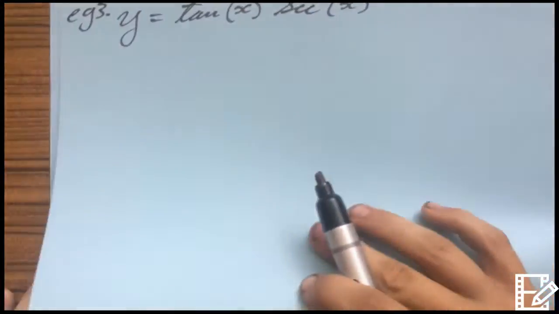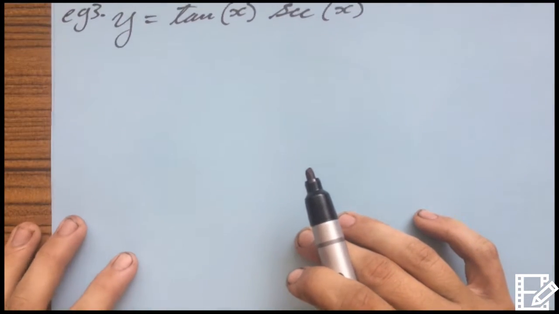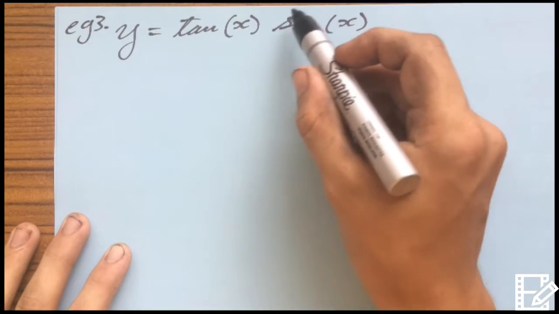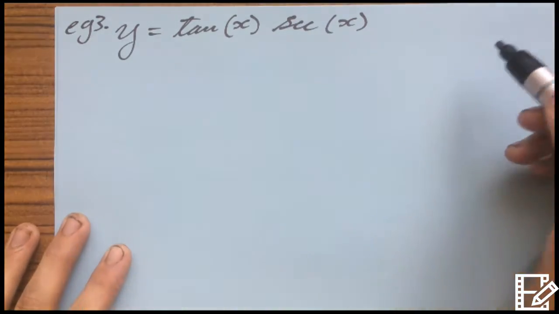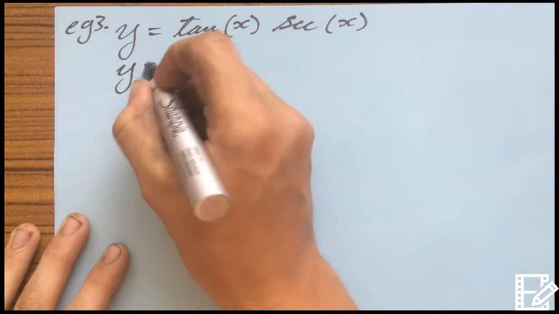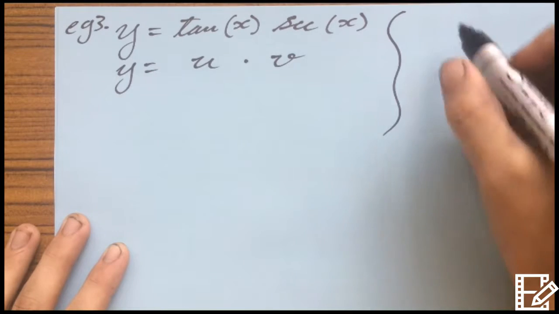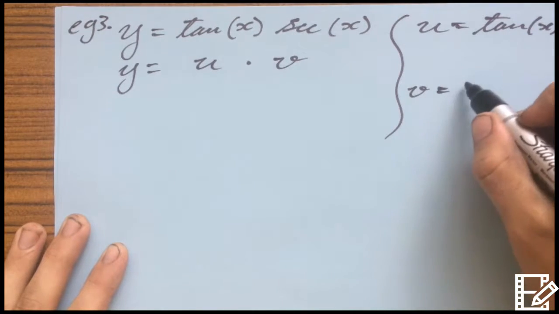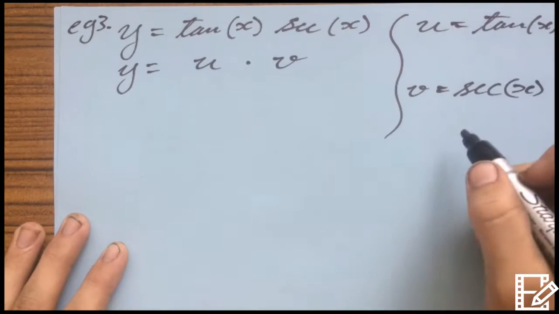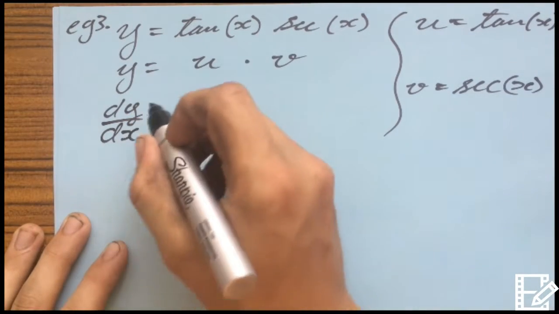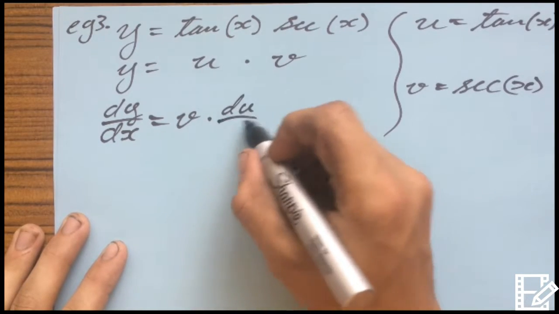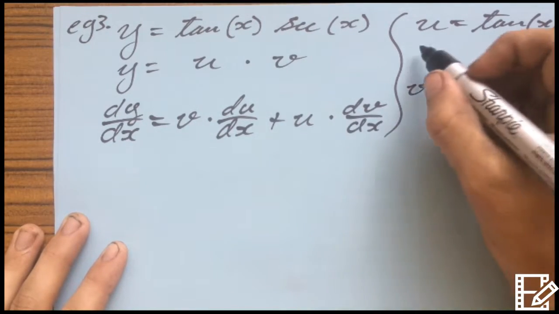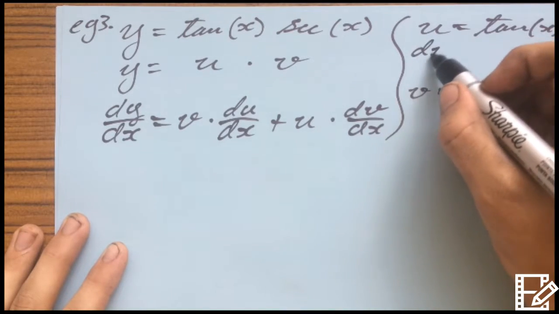Now another example. Tan x multiplied by secant x. So that's a function, tan x, multiplied by another function, sec x. So use the product rule. u times v. u equals tan x. v equals sec x. Now, the derivative equals v multiplied by derivative of u with respect to x plus u multiplied by derivative of v with respect to x. So, find the derivative of u and the derivative of v.